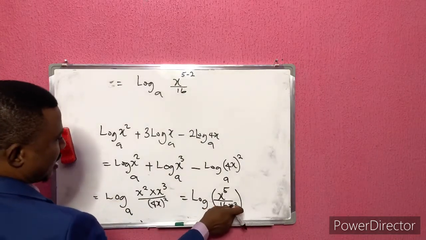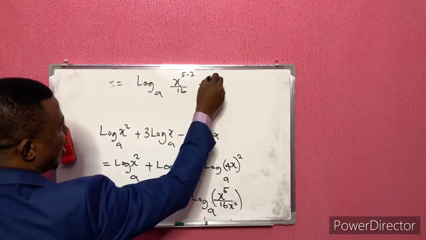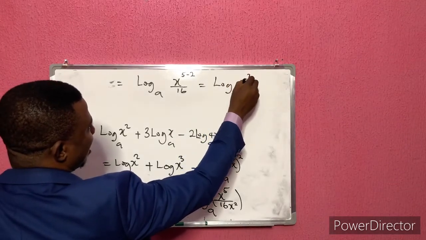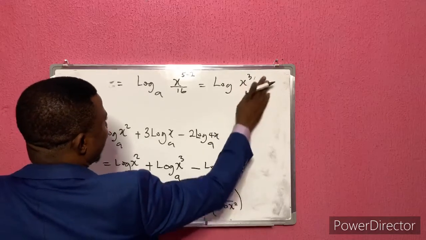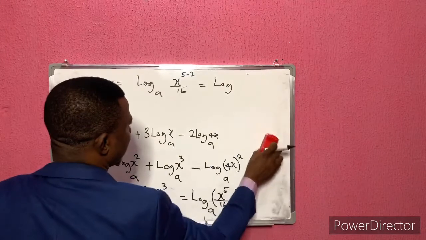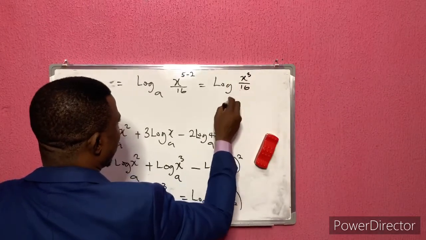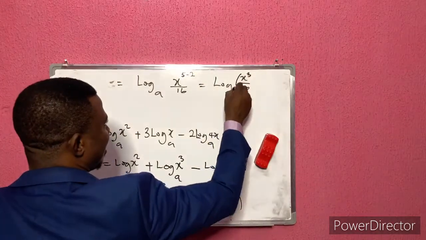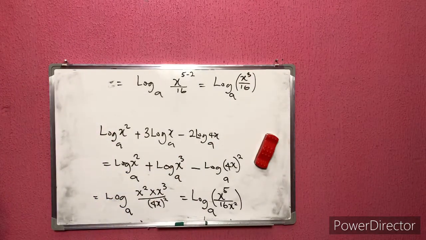Because this is x, this is x. So division is subtraction. You have log x power 3 all over 16. Let me write it like this: log x power 3 over 16, all base a. And this is your answer. Log x cubed over 16, base a.